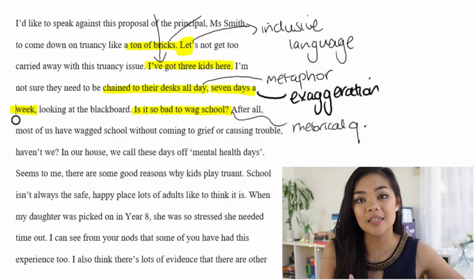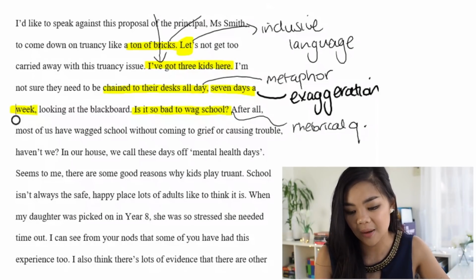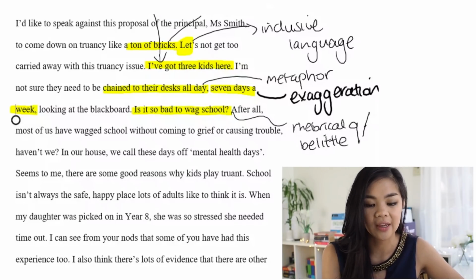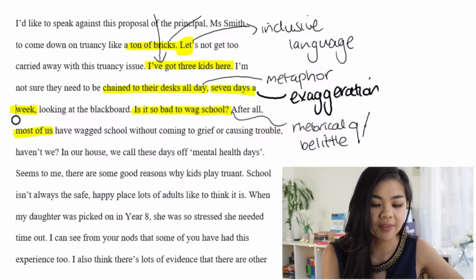So at the same time, he belittles this issue. He dismisses the issue of wagging school and turns it into something that is just to be thrown away, something that shouldn't really be a concern of parents. So at the same time there, I'm gonna say that there's belittling there. He then goes on to say, after all, most of us have wagged school without coming to grief or causing trouble, haven't we? So that's generalization right there.